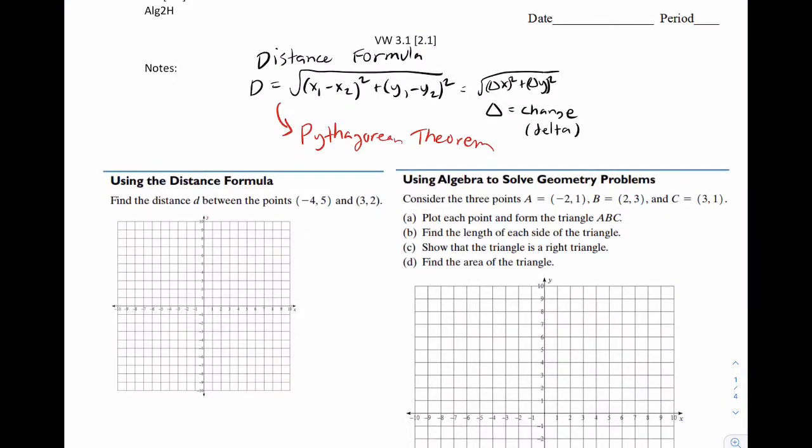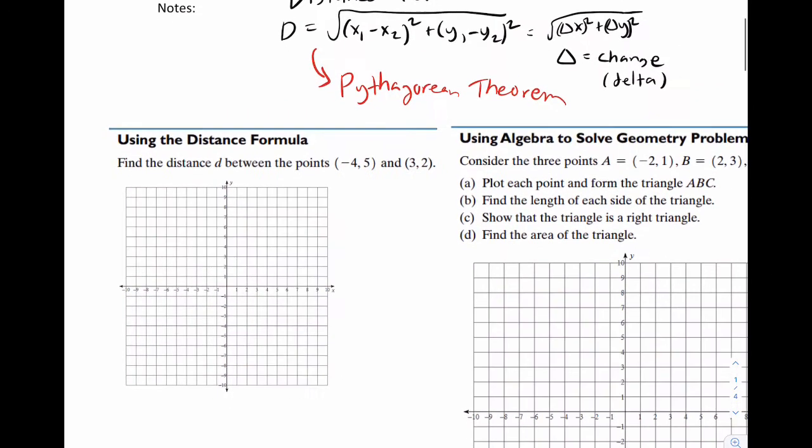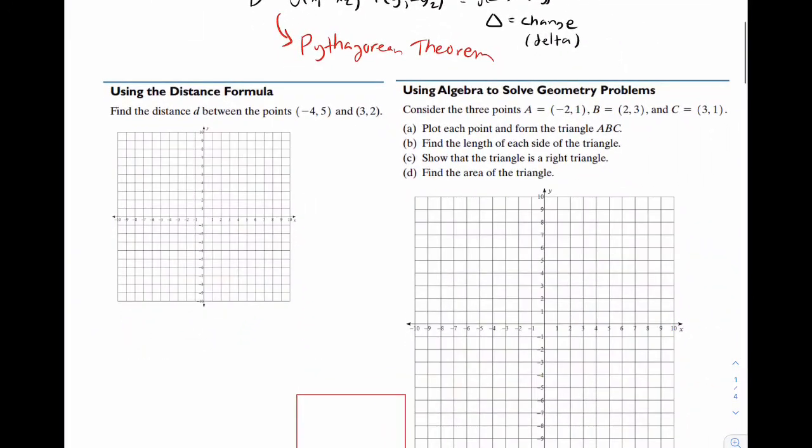So first, let's try an example here. Find the distance between the points (-4, 5) and (3, 2). So if you know this formula, you really could just plug it in and work it out. So I'll show you the mechanics of it first.